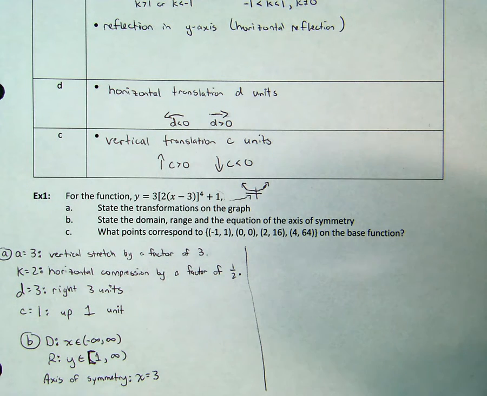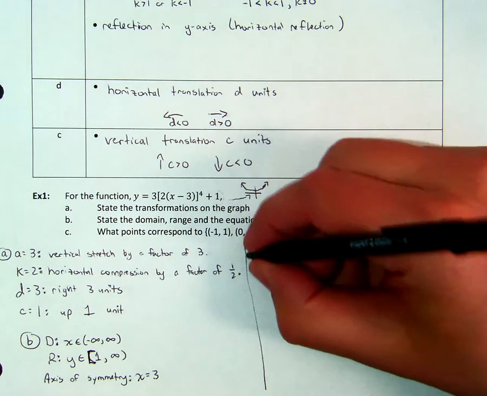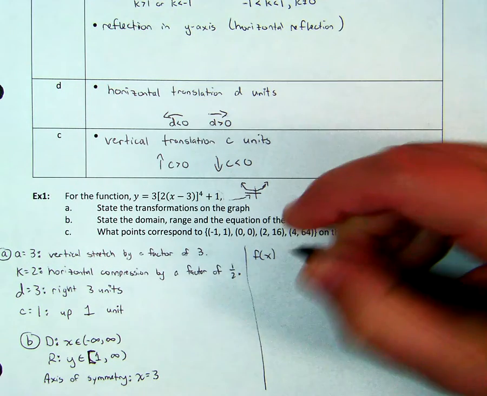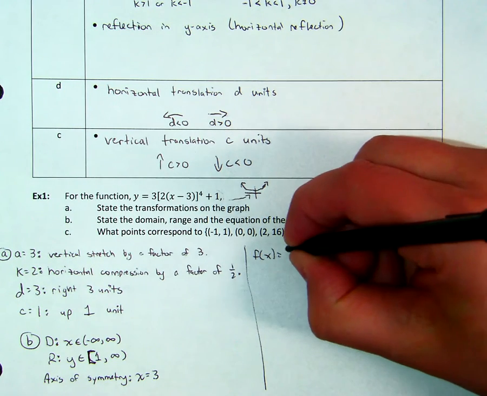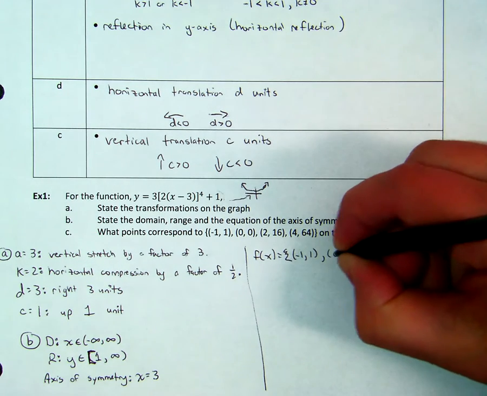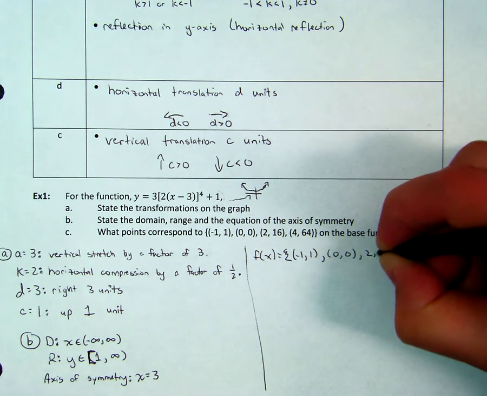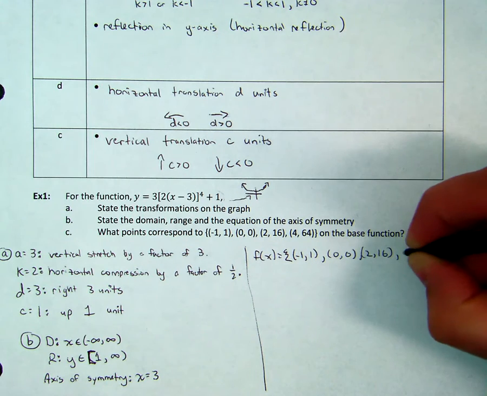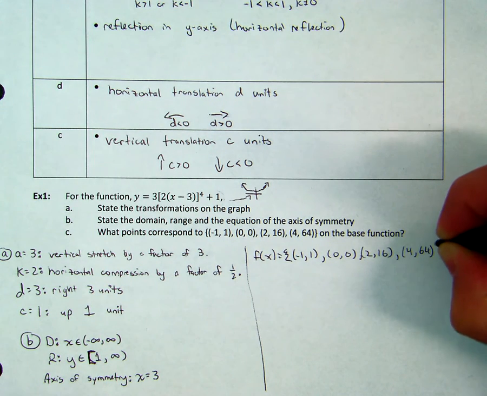So this is the base function. I'm just going to call this f of x. It doesn't label it, but I'm going to. So set bracket, (-1, 1), (0, 0), (2, 16), and (4, 64).